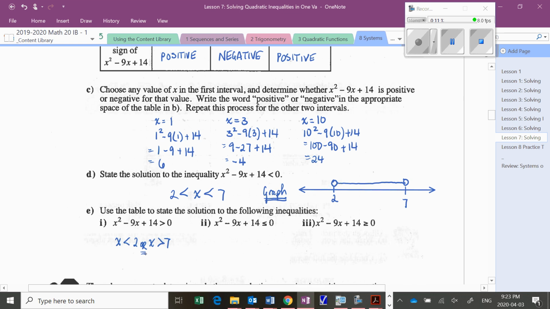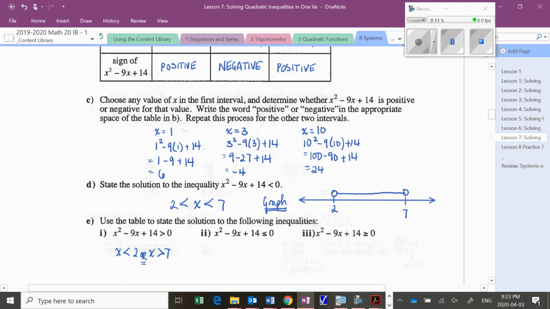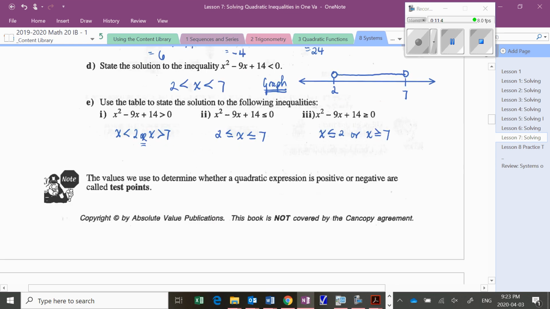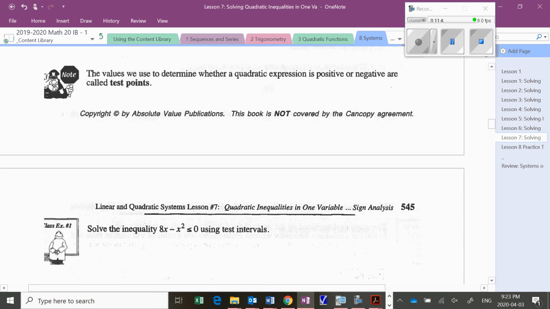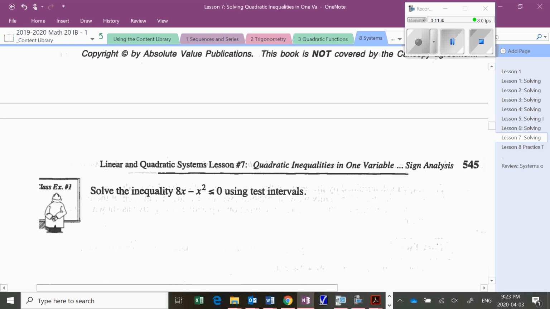When is it going to be less than or equal to 0? Well, it doesn't really change from less than 0, other than the fact that we're going to add that or equal to on the bottom there. When is x squared minus 9x plus 14 greater than or equal to 0? And that happens when x is less than or equal to 2, or x is greater than or equal to 7.